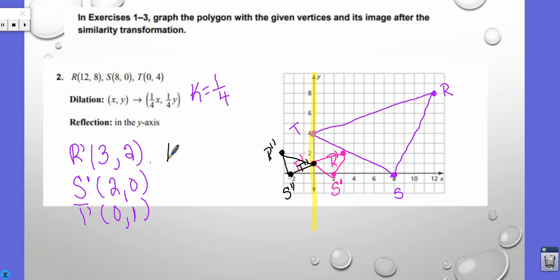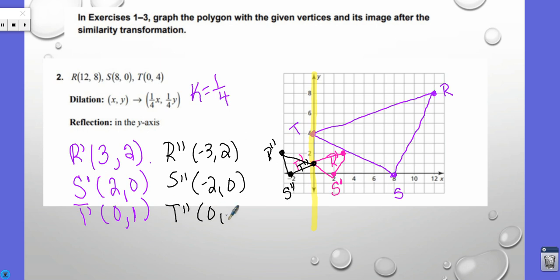But you could go and write your ordered pairs by just reading. R double prime would be -3 and 2. S double prime would be -2 and 0. And T double prime would be exactly the same because it didn't move because it was on the line of reflection. So we're done with that one. And this is great review for the summative also, because you will need to know how to figure out what happened or how to do what happened.